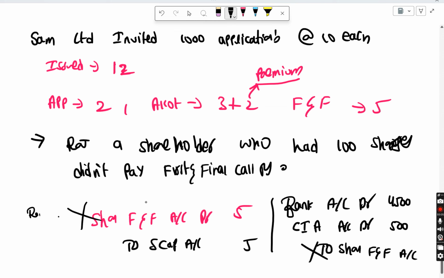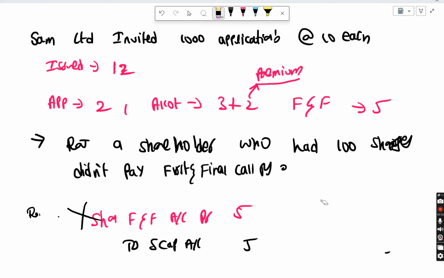So what you have to understand is, whenever there is a calls in arrears or calls in advance, it does not affect the due entry. It will only affect the receipt entry. Either you have received in advance or you did not receive the money. So that's why the due entry has no change at all. The only change will happen in the receipt entry.